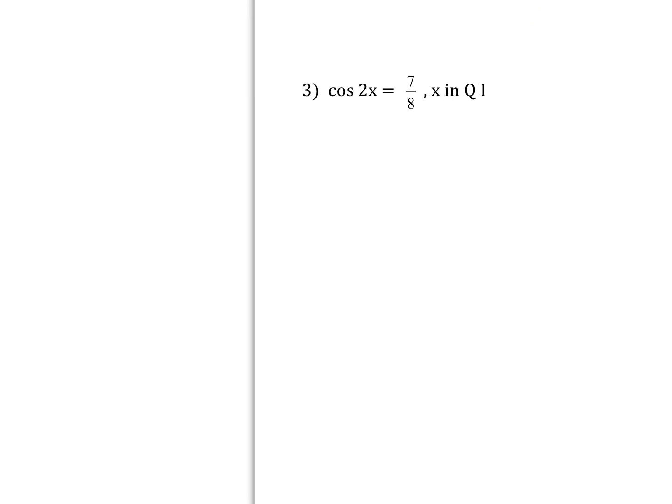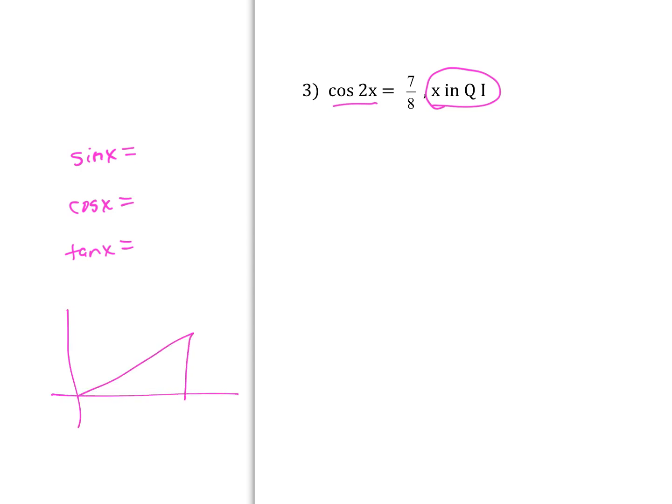Notice the beauty of this one is we're given the double angle. We're told where the single angle is already, so we don't have to do any work. How nice is that? So we know we're going to have to find the sine of x, the cosine of x, and the tan of x. But we know we're going to draw our triangle in quadrant 1. So we can set that up also already, right?